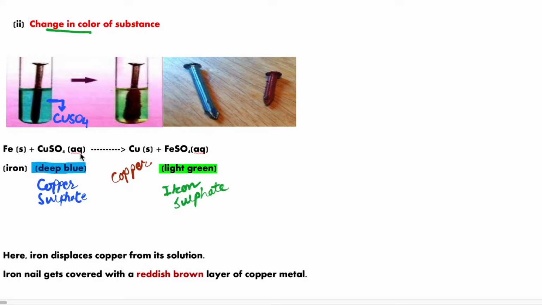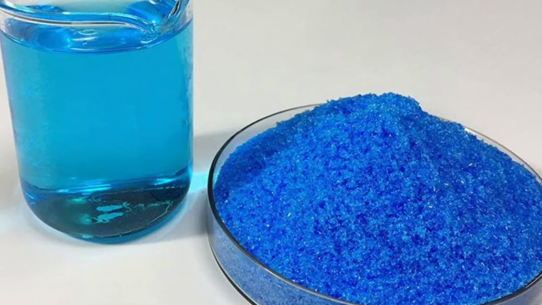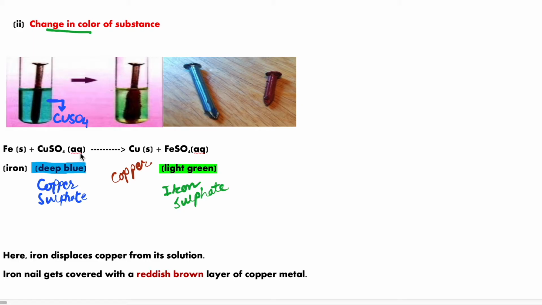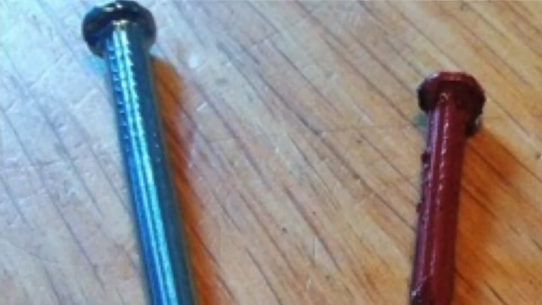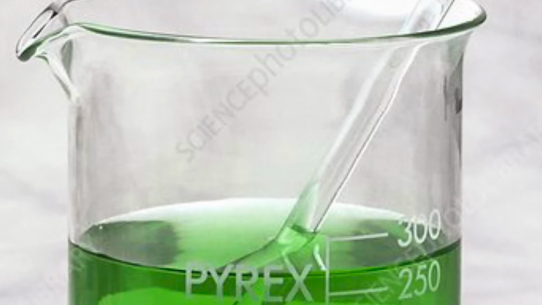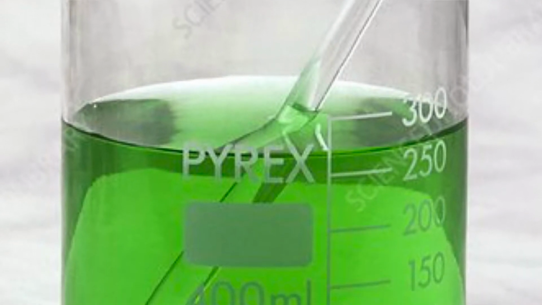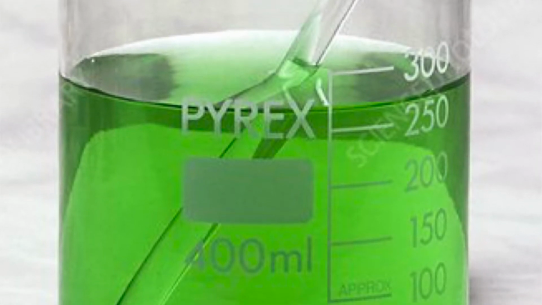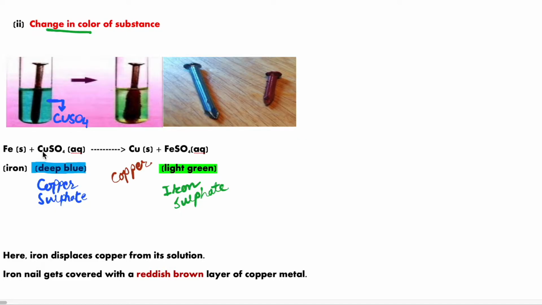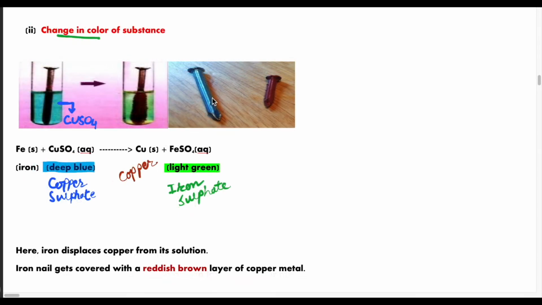So iron is a solid, and copper sulfate, which is deep blue in color, is an aqueous solution. It forms a layer of copper, which is reddish brown in color, along with the formation of iron sulfate solution, aqueous in nature, and it is light green in color. Here iron displaces copper from copper sulfate solution. This iron nail gets covered with a reddish brown layer of copper metal.